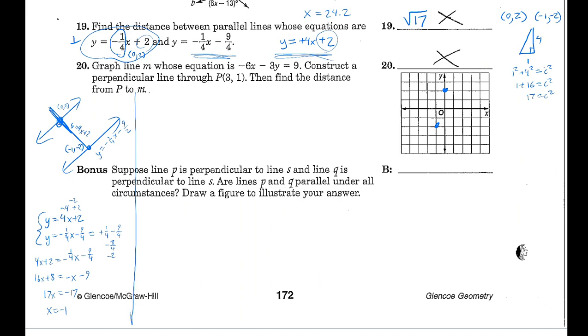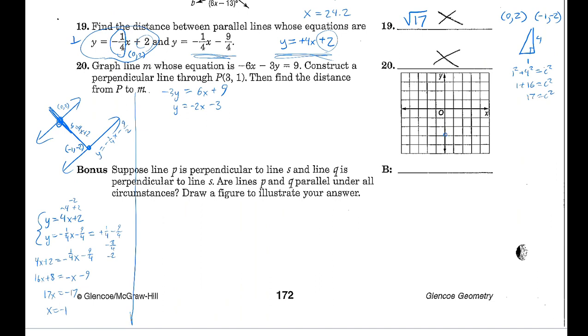Graph line M. I'm going to get rid of this. Graph line M, whose equation is negative 3y minus 6x equals 9. Okay, so I'll graph that one first. So rearranging it, I'm going to add 6x to both sides. So I get negative 3y equals positive 6x plus 9. All I did was move the negative 6x to the other side. Then I divide by negative 3, and I get y equals negative 2x minus 3, because I divided by negative 3.